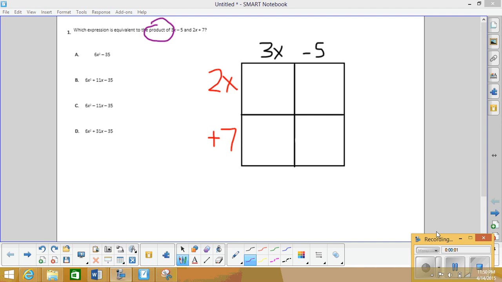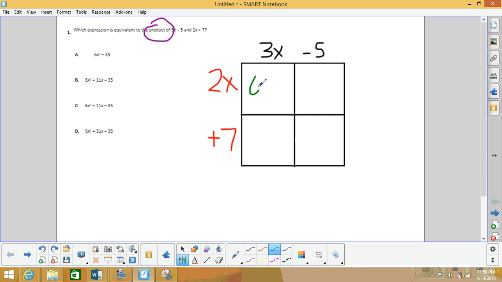Okay, so here was question number 1 for the quiz yesterday on adding and subtracting polynomials. You could have just used a box. Product means to multiply, so this is just straight up multiplying. So look, 2x times 3x makes 6x squared. And then this box here would be negative 5 times 2x, which makes negative 10x. And this box here is 7 times 3x, which makes 21x. And then this final box over here is negative 5 times 7, which makes negative 35.